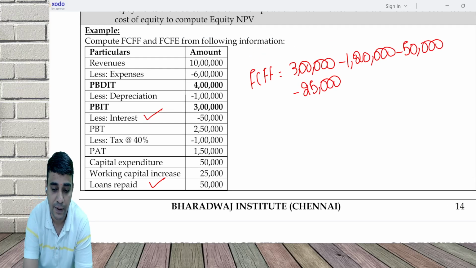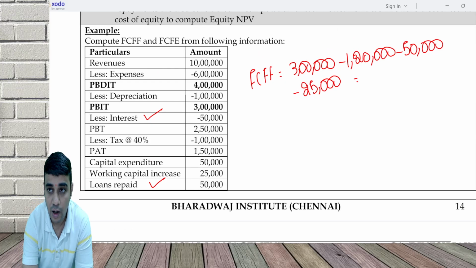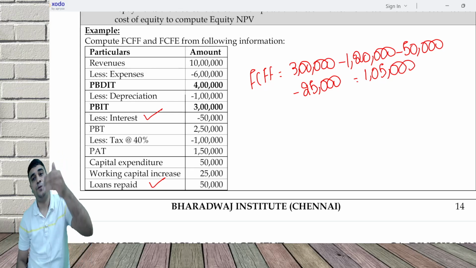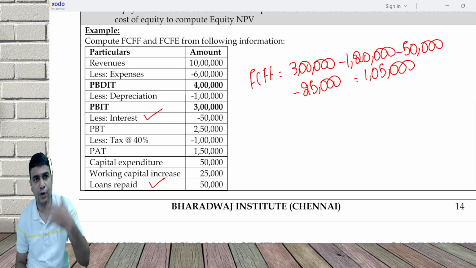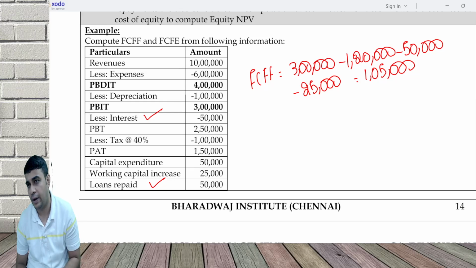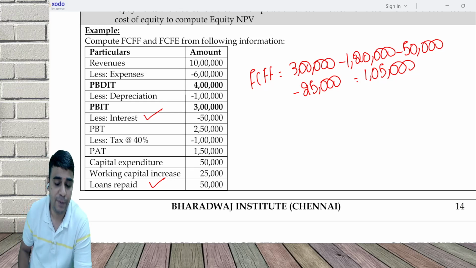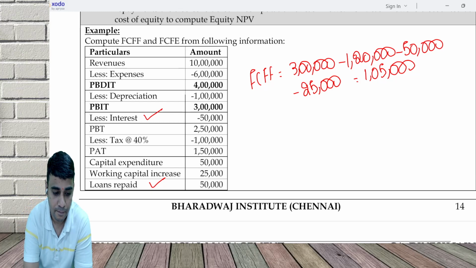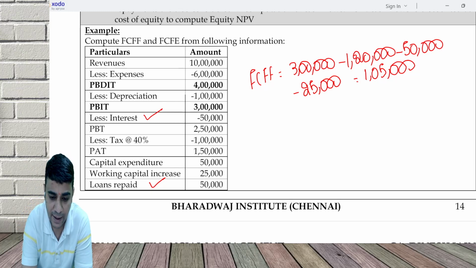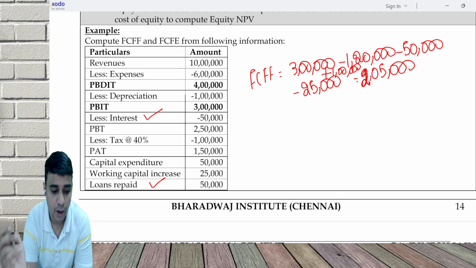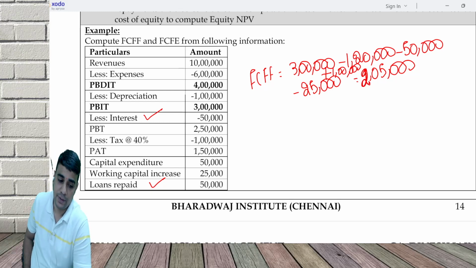What is the FCFF number? How much? 1 lakh? From FCFF, if you want, you can move to FCFE, or you can do the calculation from the beginning also. Let me see, from FCFF, how do I move to FCFE? Sir, we will add depreciation also, no? Oh, sorry. Add back depreciation. 1 lakh is the depreciation. So 2,05,000.